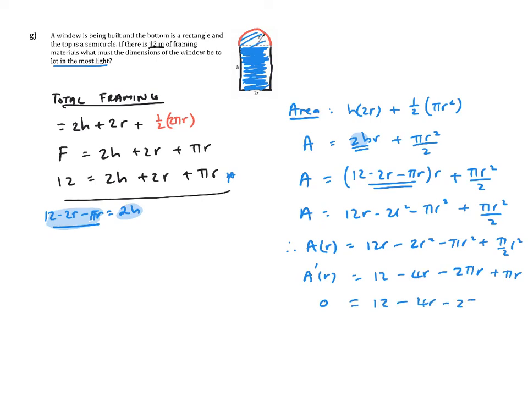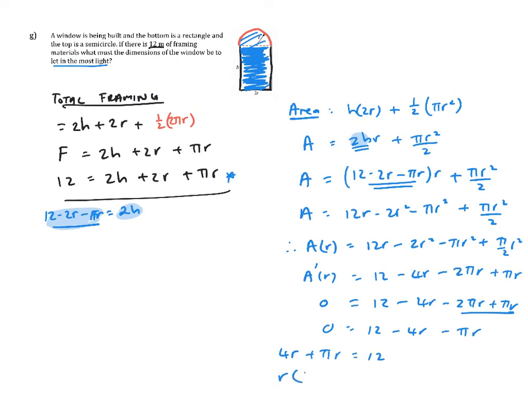4r minus 2 pi r plus pi r. And what is minus 2 pi r plus pi r? It is equal to minus pi r. So therefore, again, what do I do now? I can take out r as a common factor. So you can put all the r's on one side. So 4r plus pi r is equal to 12.